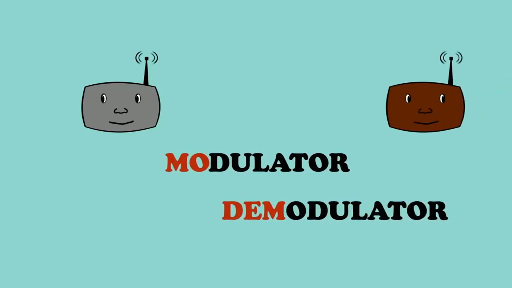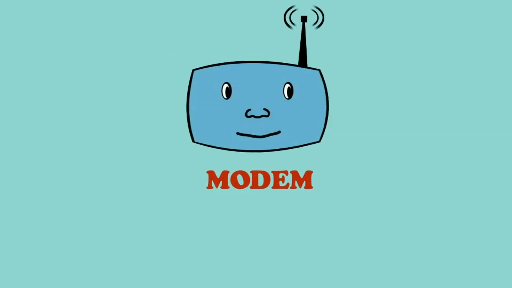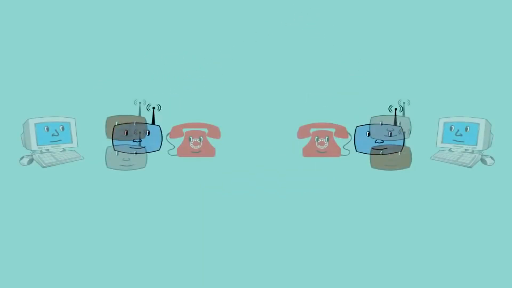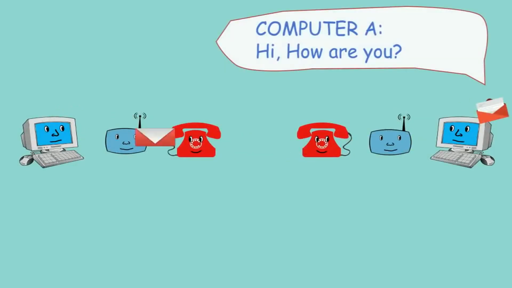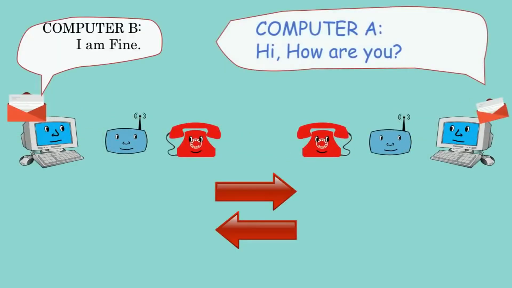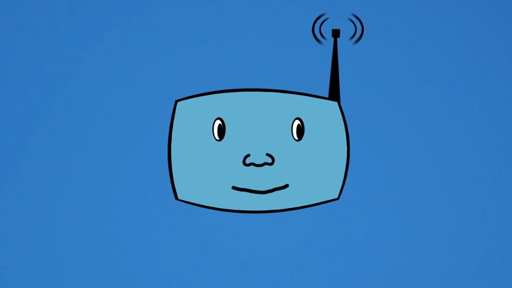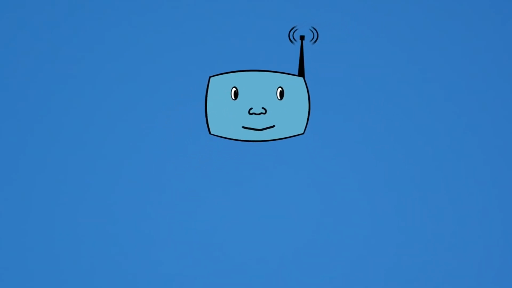As time passes, the modulator and demodulator combine together to form a single box named modem. Now we can send and receive messages, and it became two-way communication. Everything became possible with the help of the one and only modem.